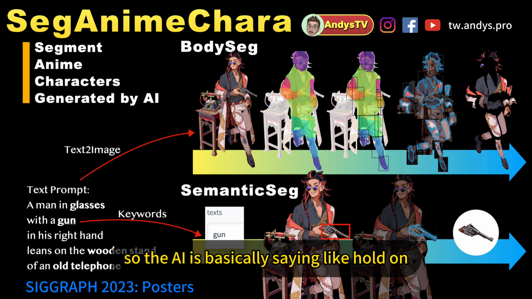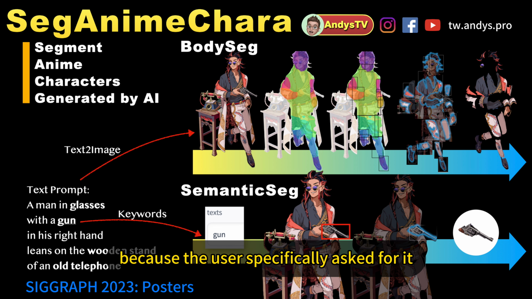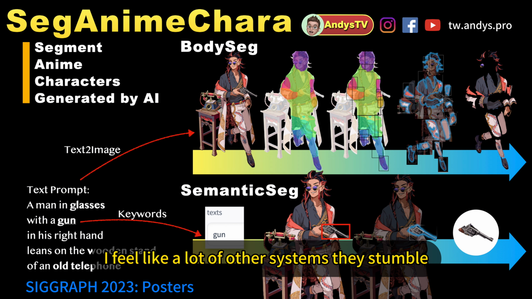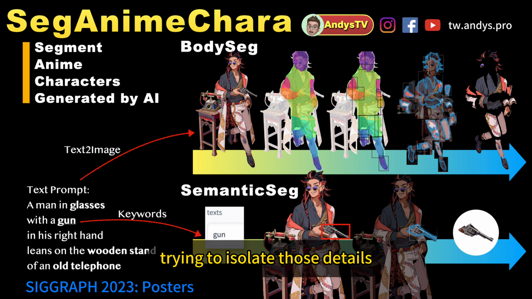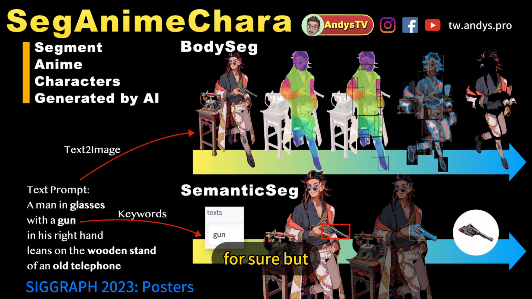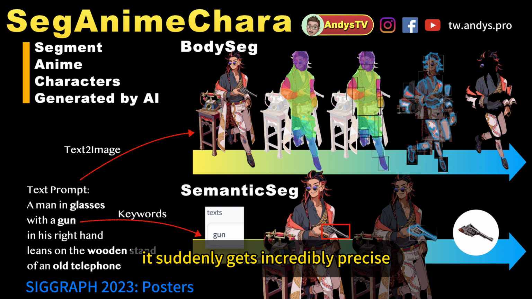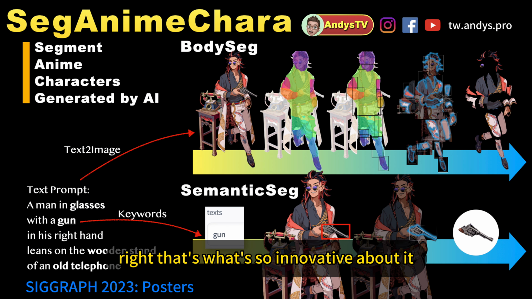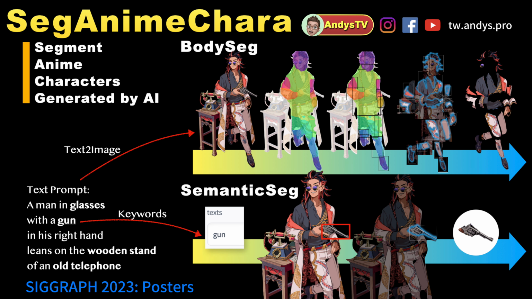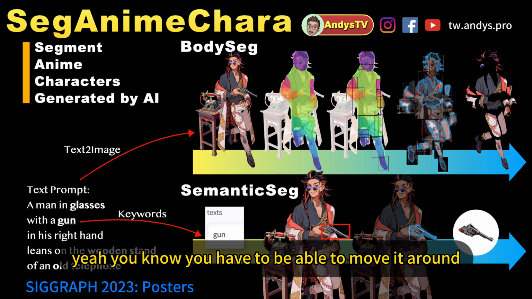So the AI is basically saying, hold on, that's not just some random blob of pixels. That's a glowing sword because the user specifically asked for it. Yes, exactly. That's seriously impressive. I feel like a lot of other systems stumble trying to isolate those details. They get it all mixed up with the body or the clothes. For sure. But by using those original text prompts, SegAnimeChara gets incredibly precise. That's what's so innovative about it. It bridges the gap between that initial artistic vision and the practical needs of game design, where each piece needs to be isolated. Yeah, you have to be able to move it around.